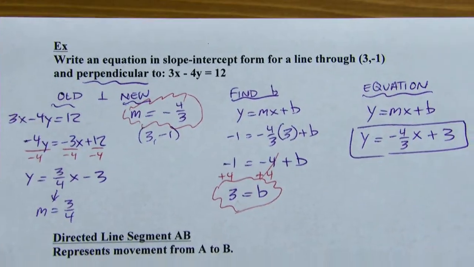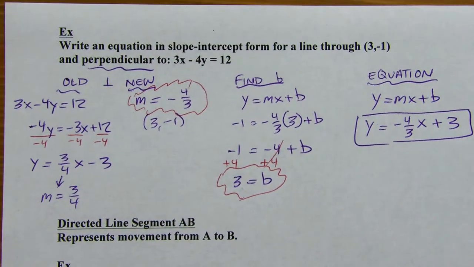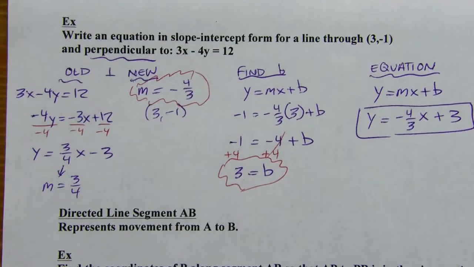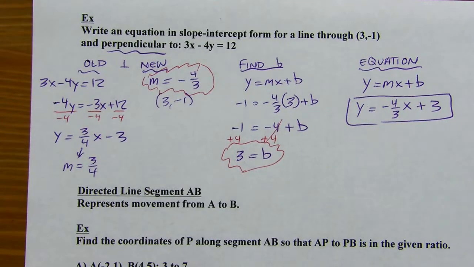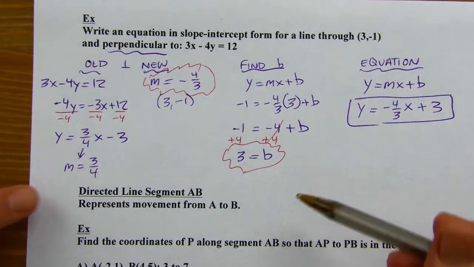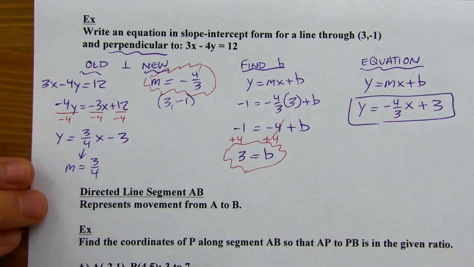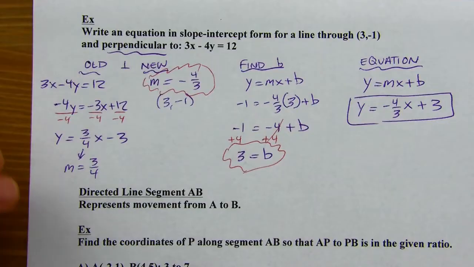Okay, and then our next topic here is directed line segments. It's going to be a little bit more challenging, I think, but we'll see. A directed line segment represents movement. There's a direction, right? That's why it has the word directed. It's not just a line segment, it has a direction as well. The easiest way to explain this is with an example.